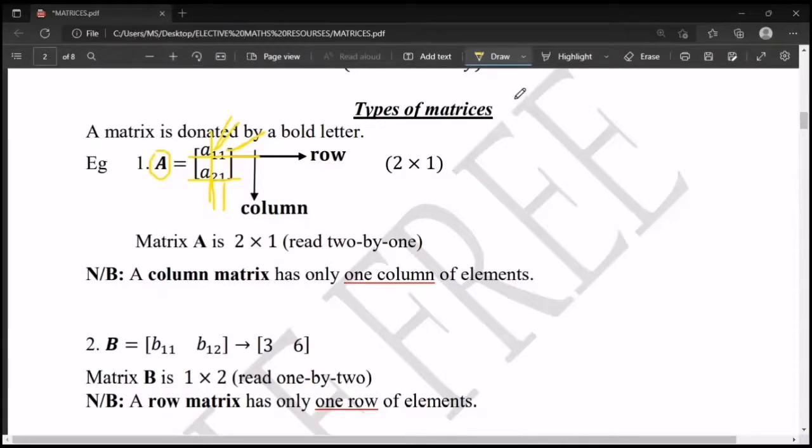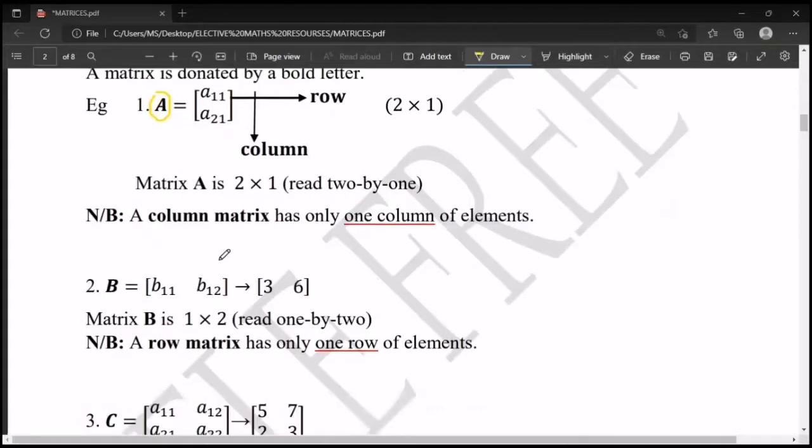Any matrix that has only 1 column, like this matrix here, has just 1 column. Therefore, it's a column matrix. So that is one type. Let's get to number 2.